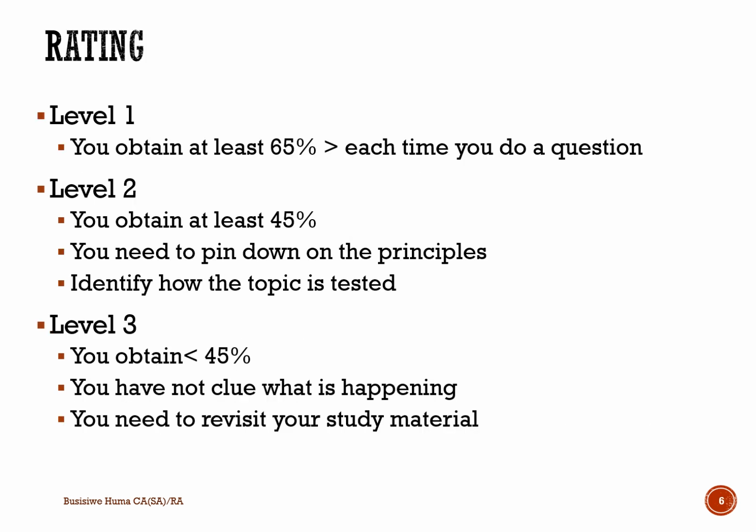Level 1 is when you do a specific topic, you achieve more than 65% each time you do that specific topic or question. Level 2 is when you obtain at least 45%. Here, you need to make sure that the principles are really, really understood very well, and you identify the topic that is being tested. Level 3 is when you get anything less than 45%.